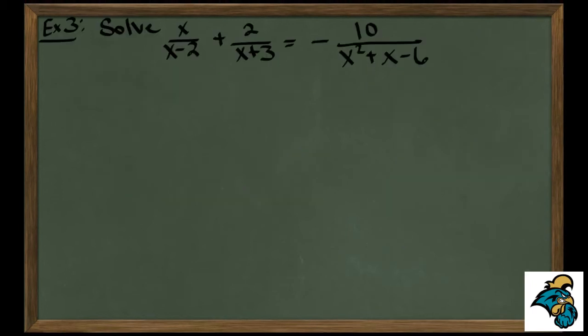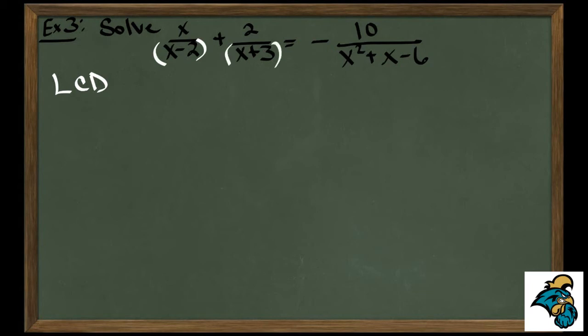Example 3. Solve x divided by x minus 2 plus 2 divided by x plus 3 is equal to -10 divided by x squared plus x minus 6. Just like the last problem, we have to find our least common denominator. Alright, here the denominator is x minus 2. Then we have an x plus 3.